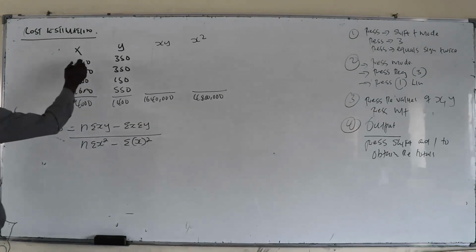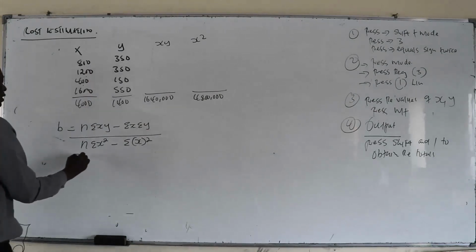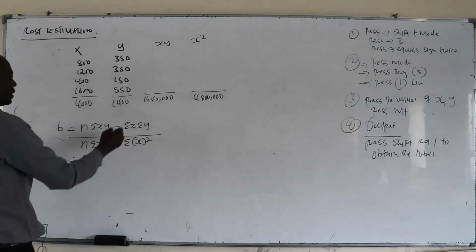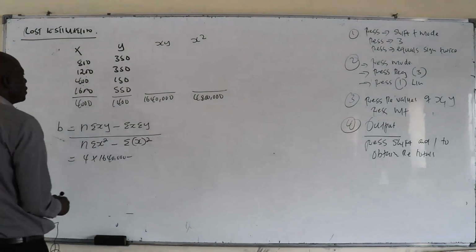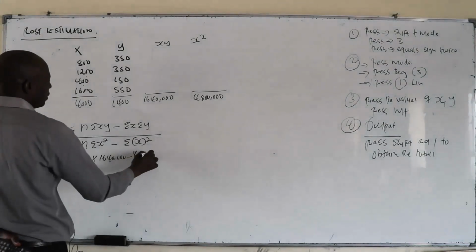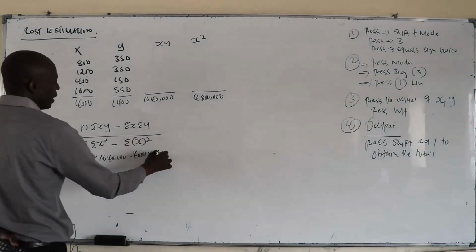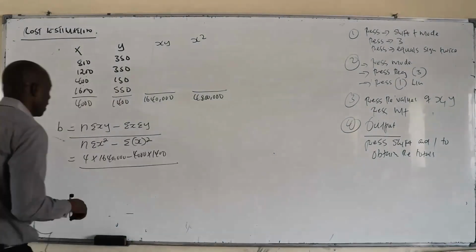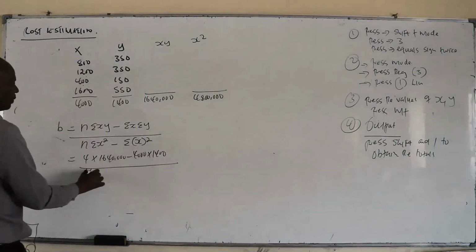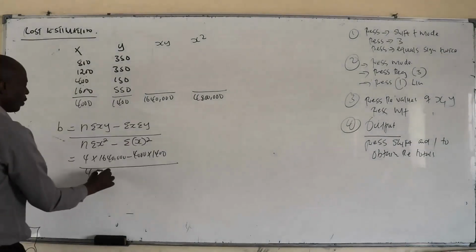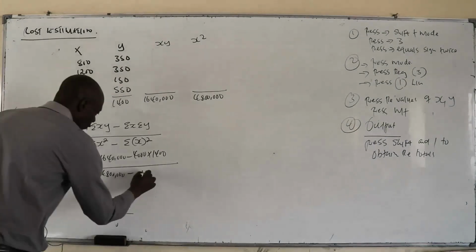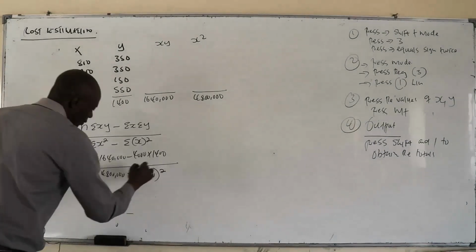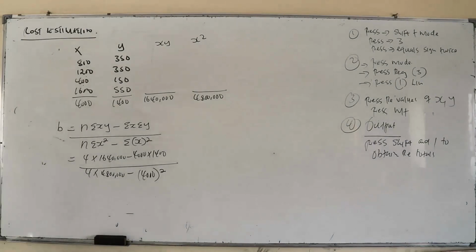So n is the number of items, 1, 2, 3, 4. So it is 4 times summation xy, which is 1,640,000. Minus summation x is 4,000. Summation y is 1,400. Over n, which is 4, summation x squared, this one, 4,800,000. Minus 4,000 squared. Then once you've written like that, you go to the calculator.